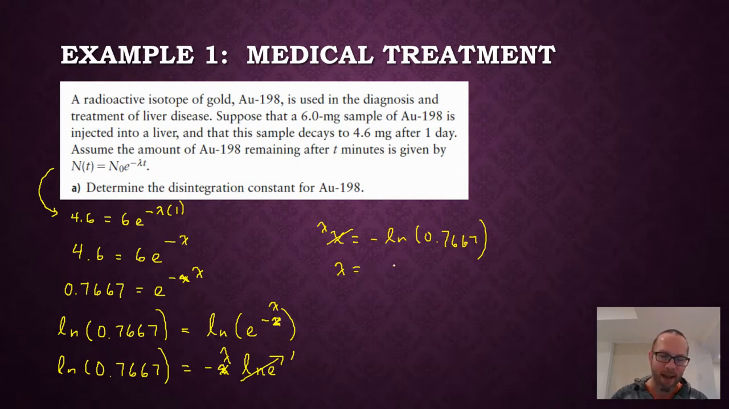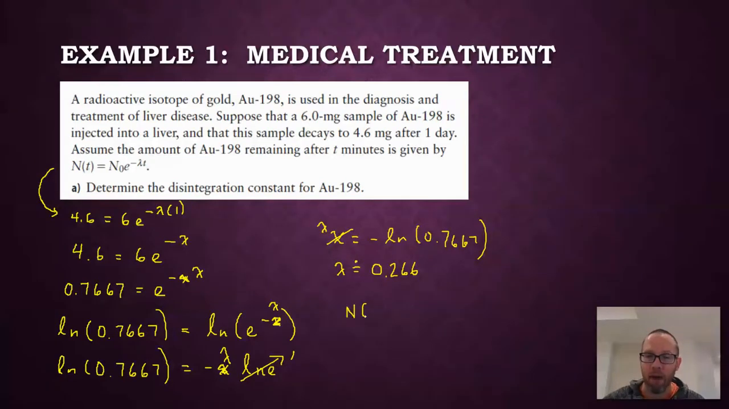All right, so lambda equals negative ln of 0.7667. Let's get that done. All right, so about, I'm going to go to 3 decimal places here, about 0.266. So we can write out our equation in full to model the amount of gold 198 left after a certain number of days: initial value of 6, a base of e, and our disintegration constant 0.266.